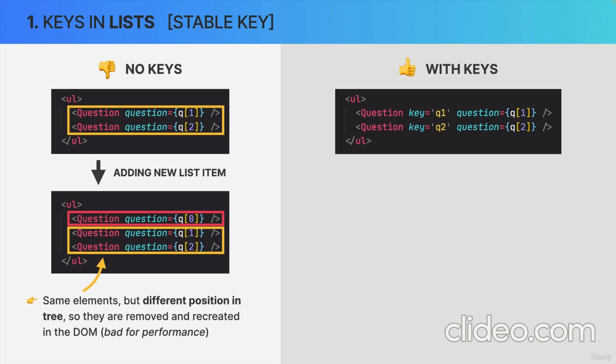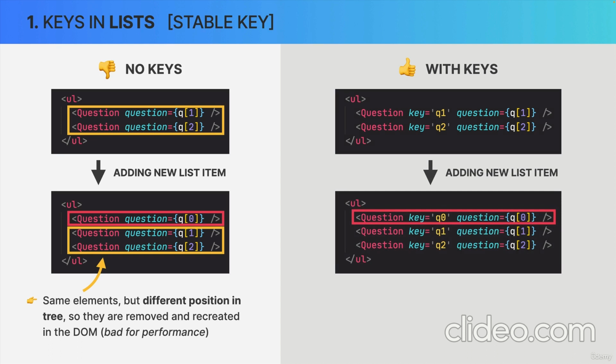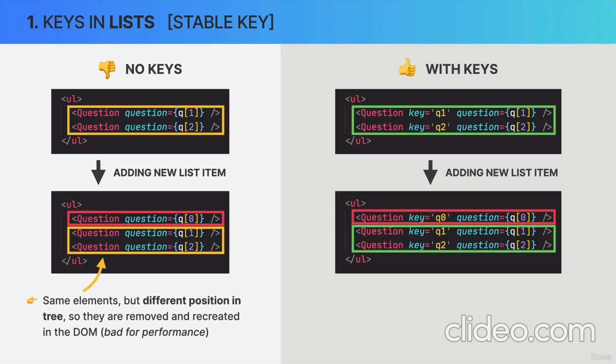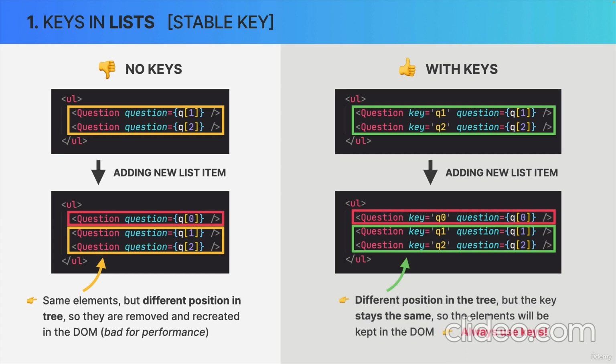And so now, when we add a new item to the top of the list, the two original elements are of course still in different positions of the tree, but they do have a stable key. So a key that stays the same across renders. So that's Q1 and Q2 in this case. And so, according to the diffing rules, these two elements will now be kept in the DOM, even though their position in the tree is different. So they will not be destroyed, and the result will be a bit more of a performant UI.